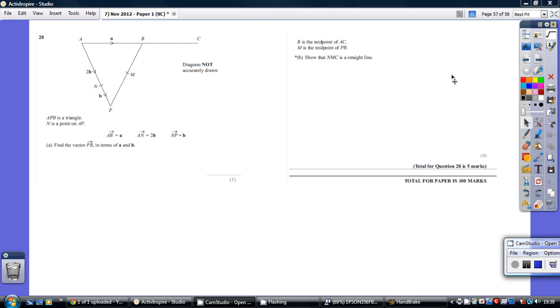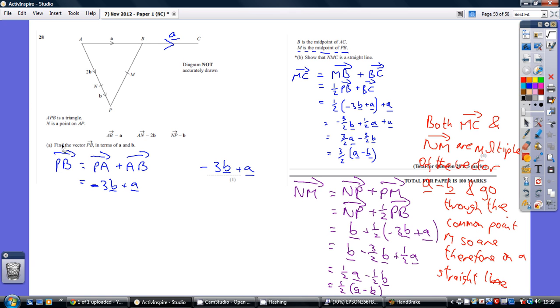This is question 28, have a go. Okay, part A is very straightforward. Find the vector PB, so from P to B.